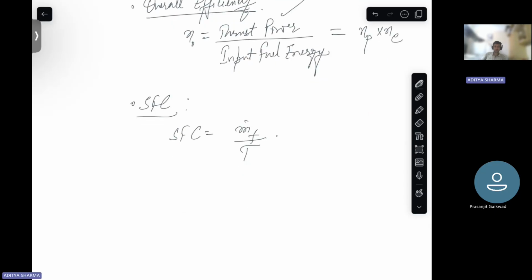Then after that, redefining thrust and takeoff thrust. These two also have been discussed, so I'll skip this here. You can check it in lecture number 5. Then aircraft range has been derived. This derivation also you'll have to see in lecture number 5.